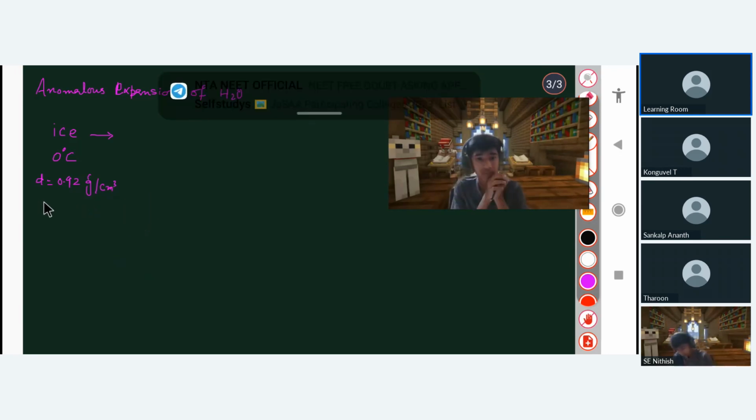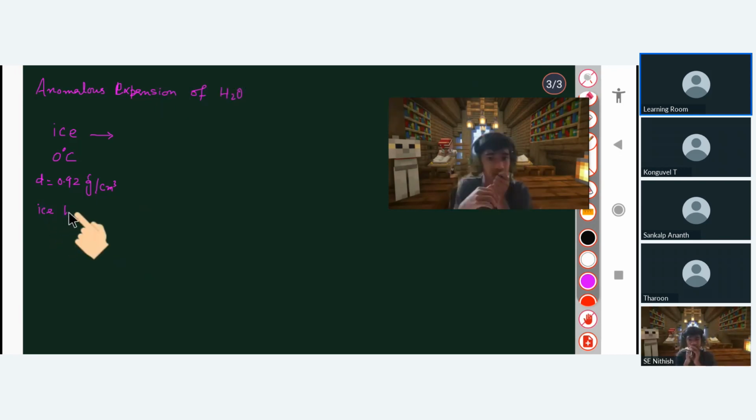So I will write it here that ice has lesser density than water. So that is why it floats on the surface of water, right?